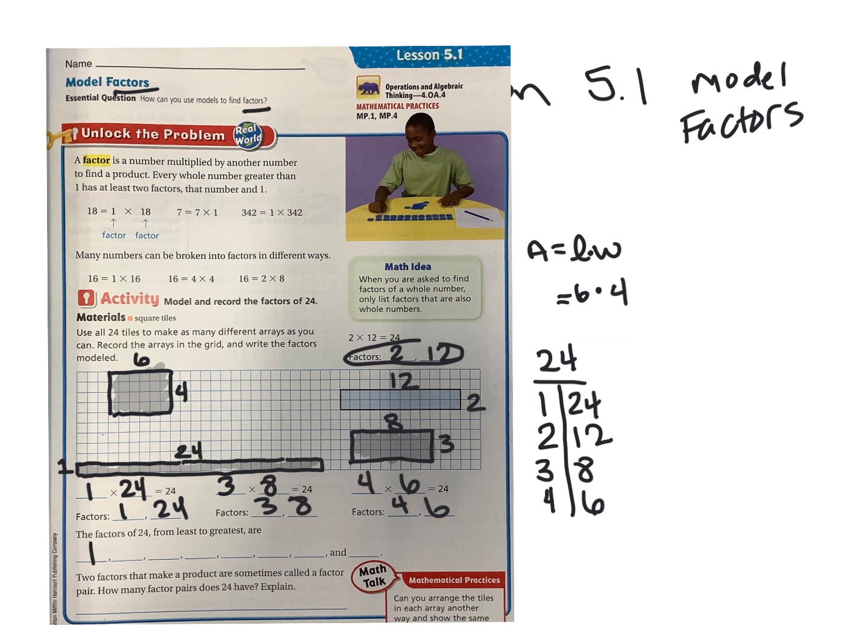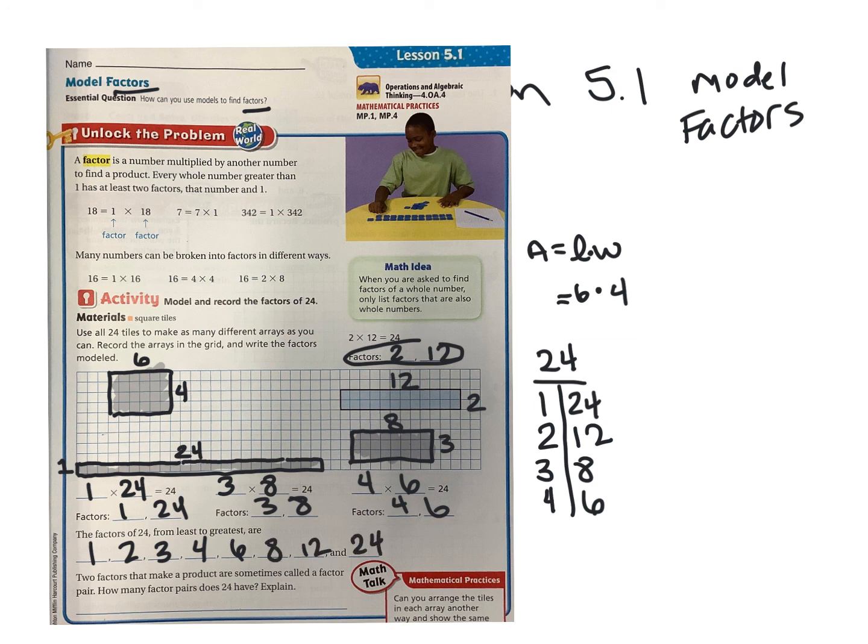So I have the factor of 1 from here, then 2, 3, 4 are factors of 24. See how they asked for it from least to greatest? Well, our T chart did that for us. Then it's 6, 8, 12, and 24.